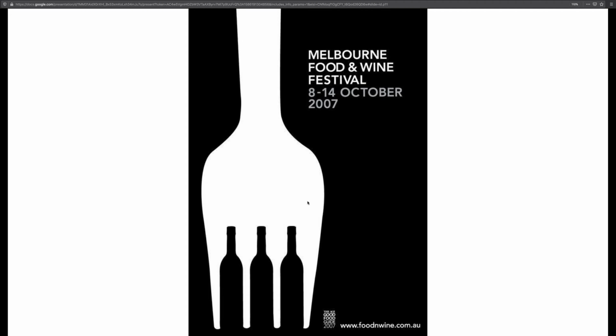This is a food and wine festival. Notice the tongs look like a fork, but then it's also wine bottles in that negative space.